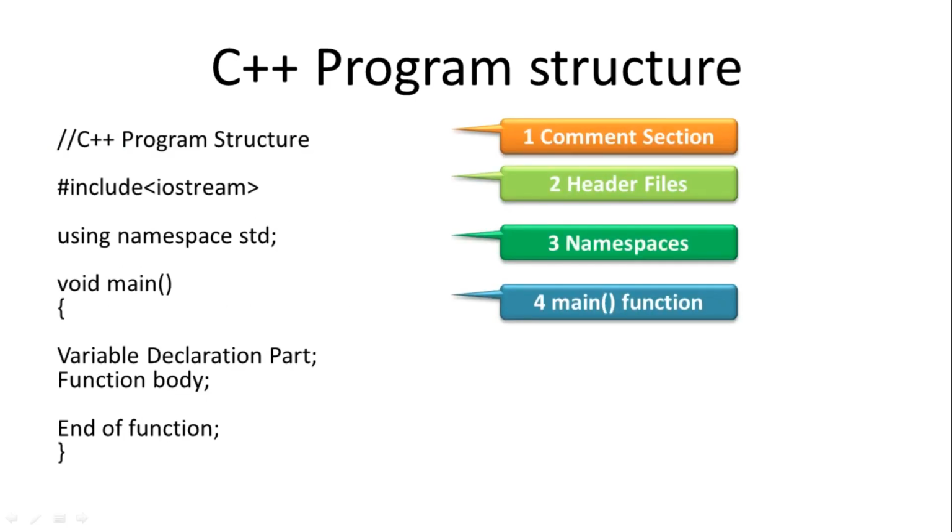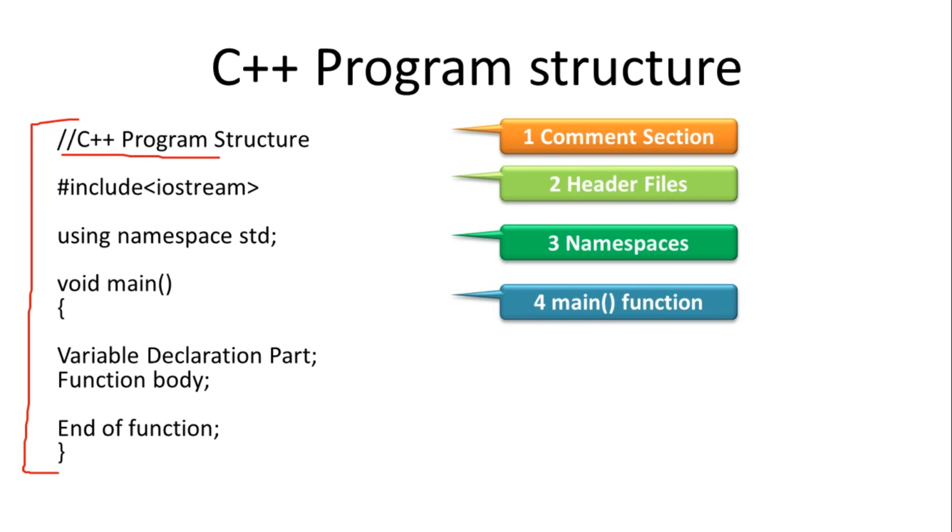Now this is the C++ program structure. So we have seen 4 sections: the comment section, header files, namespaces, and main function. So we have understood what they are used for. Actually, the program structure is like this. If you have to write a program for anything, you have to arrange these 4 sections in this way. So first will be our comment section. This part will indicate the comment section.